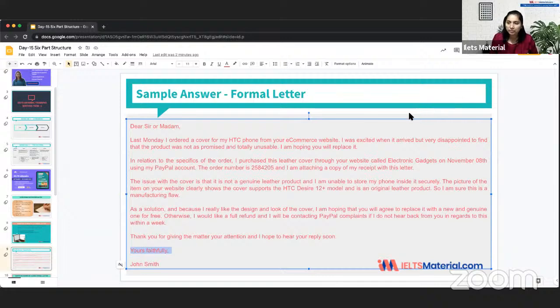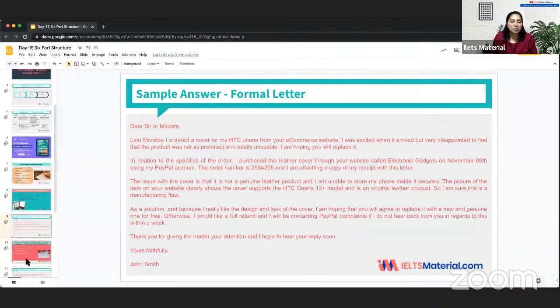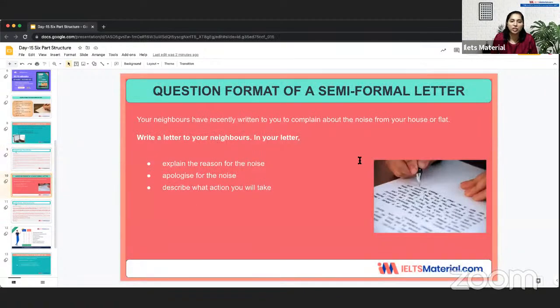Don't do that. Okay. Now, let's continue with the next part, the question related to the semi-formal letter. Now, see, can you tell me what type of letter this is? It is a semi-formal letter, but what is the other categorization, the subcategory of this letter?